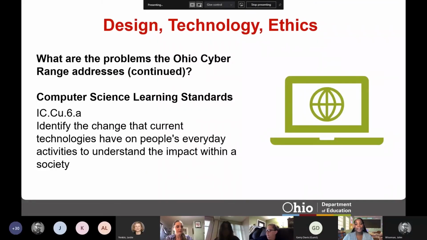Also, we found connections to the impacts of computing strand as we look at standards CU6A. The sandbox has an impact for cybersecurity professionals by giving them a way to safely and legally practice and develop the skills needed to address cybersecurity concerns. John, back to you.